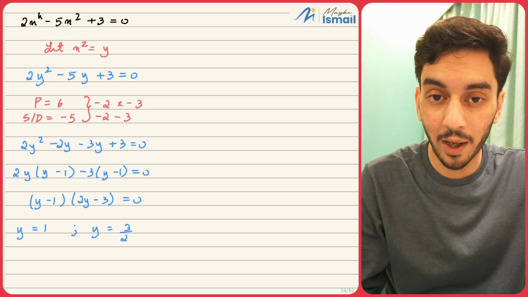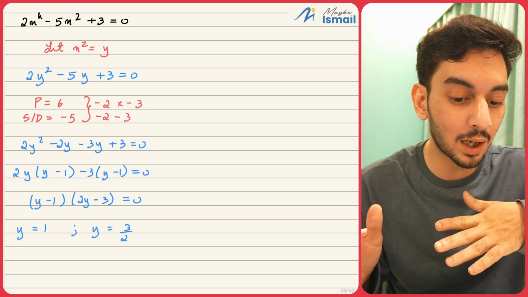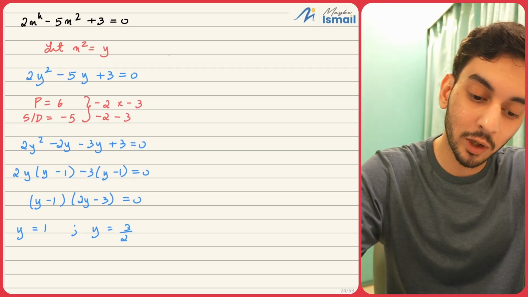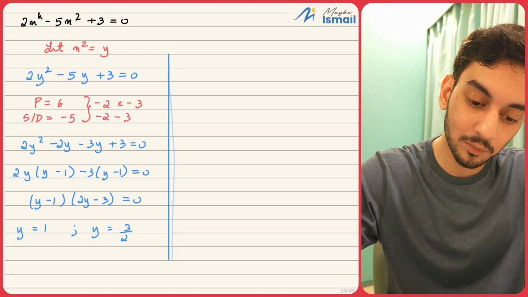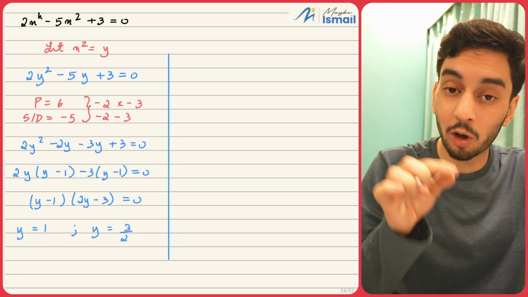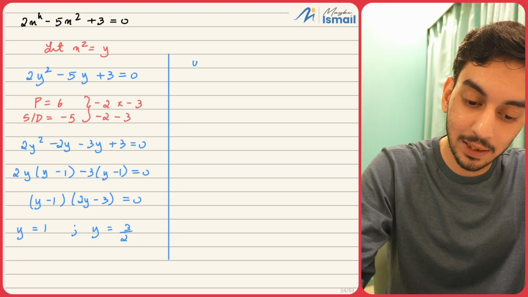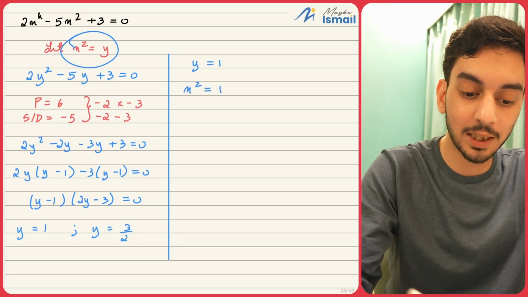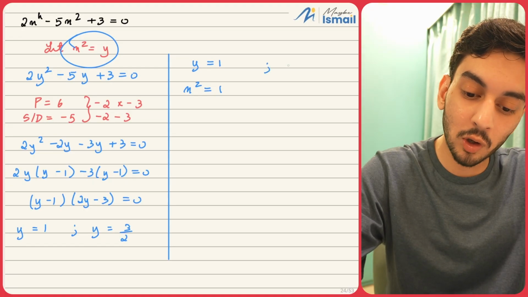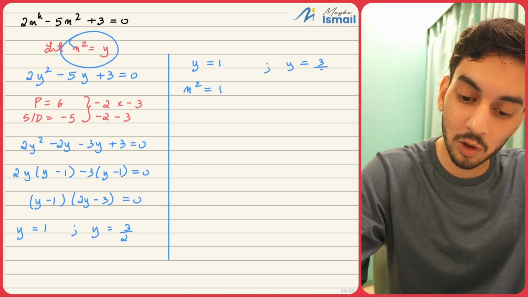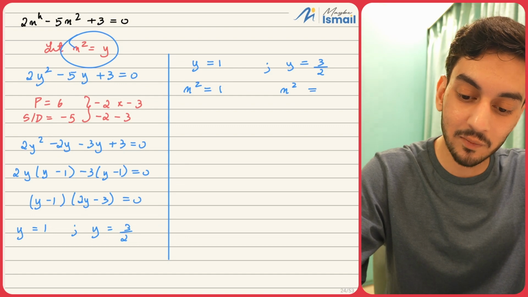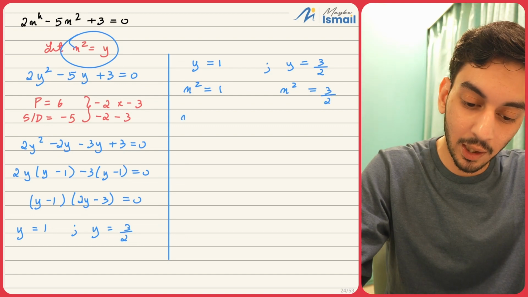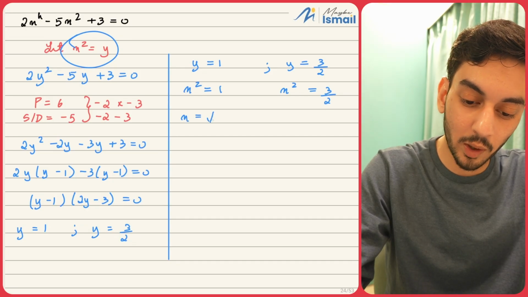Those are the two values of y, but nobody asked us what the value of y is in the question. We've been asked the value of x. So I go back to my question from where I started, and since I got the value of y to be equal to 1, x square is equal to 1, because I just said let x square be y. And I also got y equal to 3 over 2, which means x square is equal to 3 over 2.